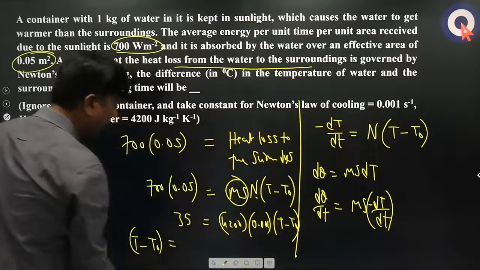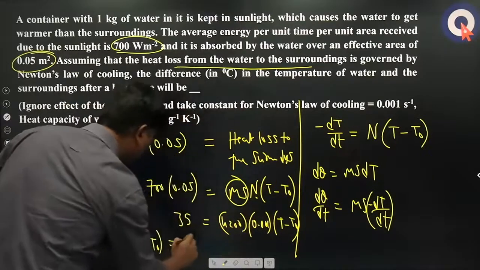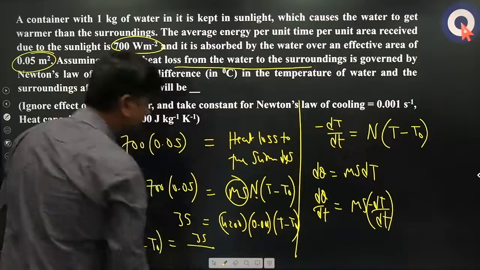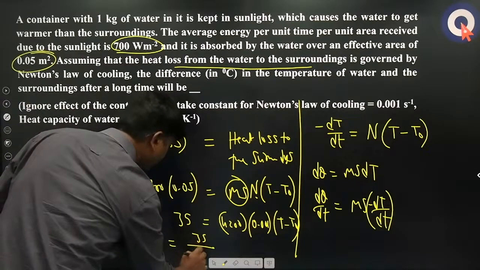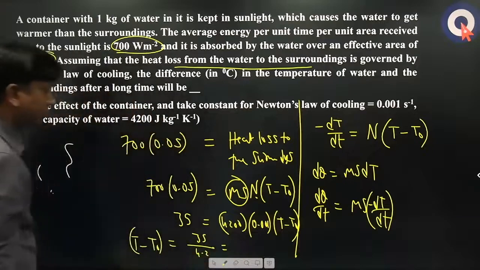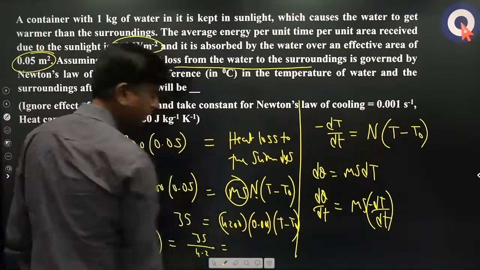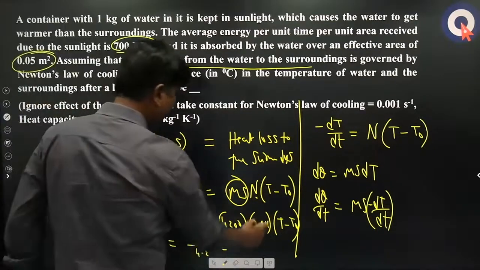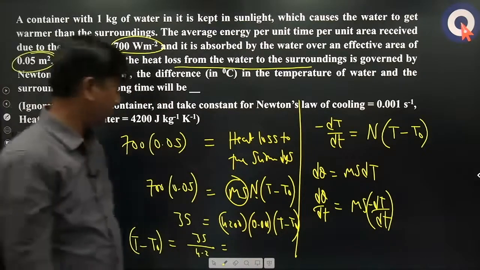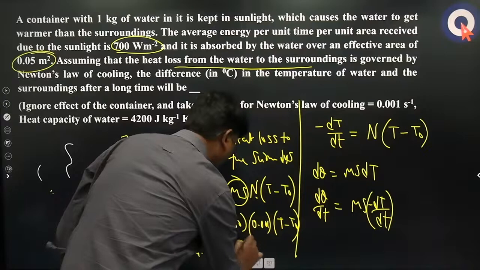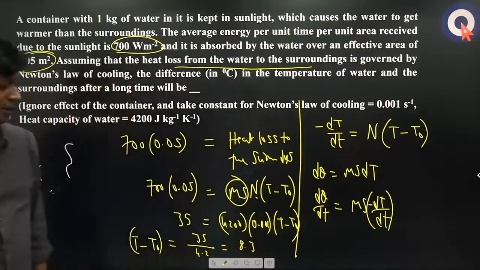So T minus T naught, you are going to get it as 35 by 4.2. Take it around the nearest integer, so close to 8.3. That is the temperature difference.